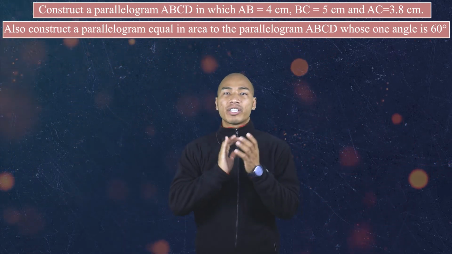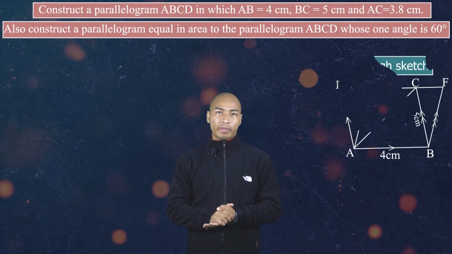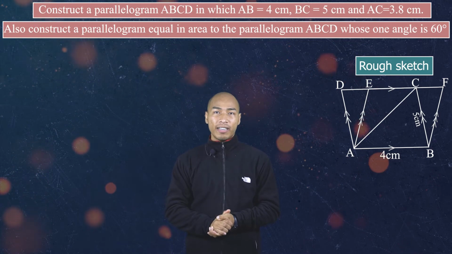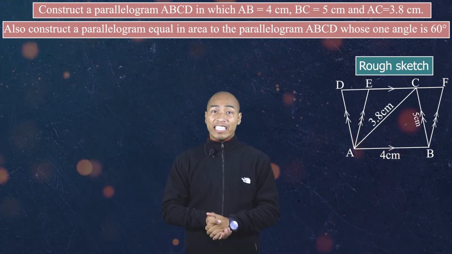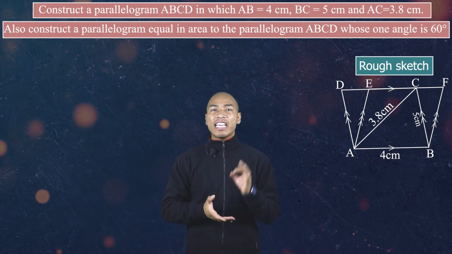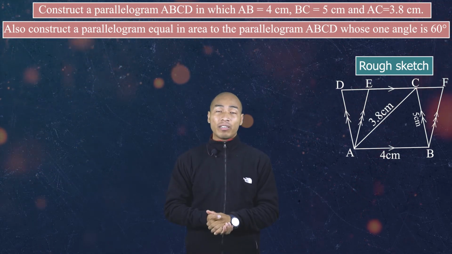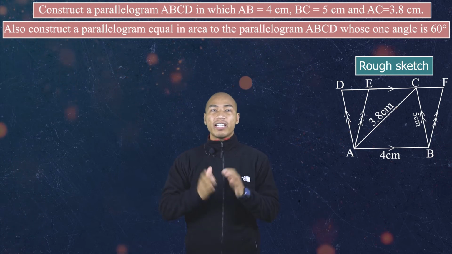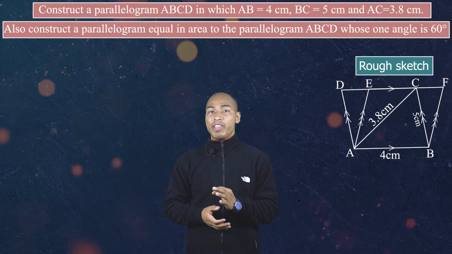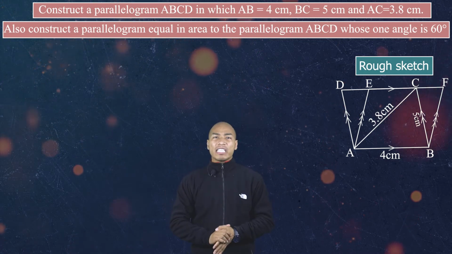Okay, let's start by drawing a rough sketch. We have a parallelogram ABCD. AC is given as 3.8 cm. According to the rough sketch, we can say that AC is a diagonal of the parallelogram, not a side. And let's draw another parallelogram with the same base AB. Rough figure has been constructed.